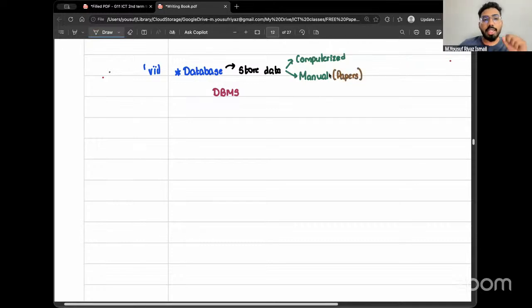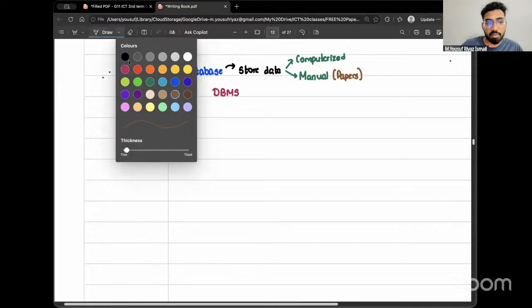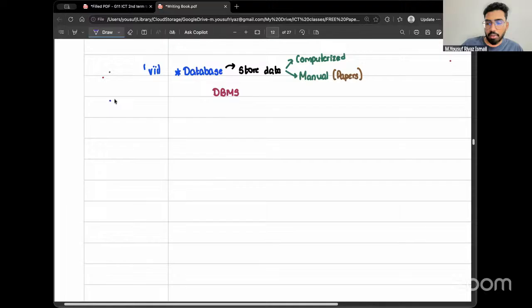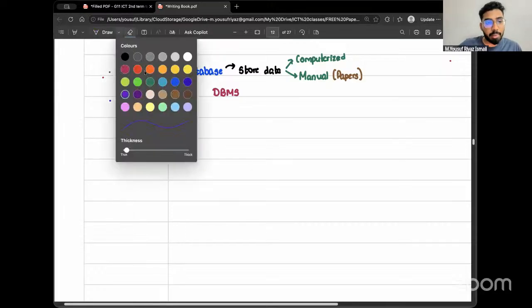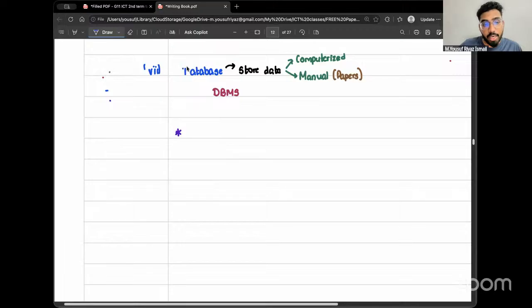So rather than storing data on papers, when you store data on a computer, there are some advantages we can get. This question is asking about what those advantages are. One advantage, in terms of retrieving, which means obtaining data from the database: comparatively, which is faster, a manual database or a computerized database?